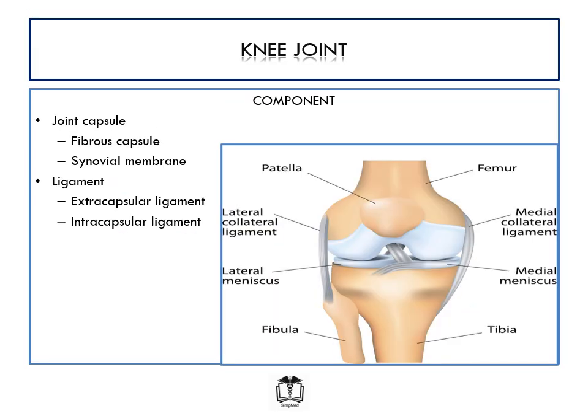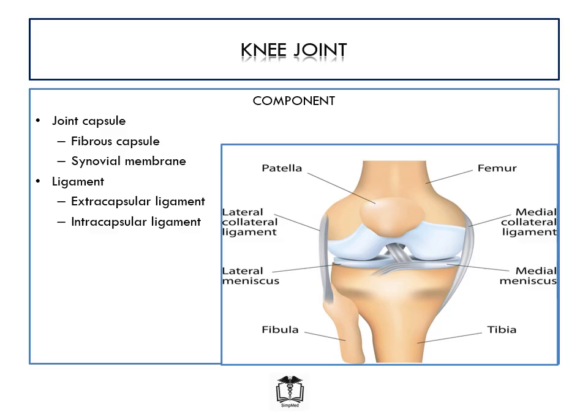Let's move on to the components of the knee joint. Remember that the knee joint is a synovial joint, hence it would have the synovial complex, and that will be a combination of joint capsule, ligaments, and bursas. In the case of the knee joint, the joint capsule, which is the fibrous capsule of the knee, and the synovial membrane are found internally, and they surround the entire joint.